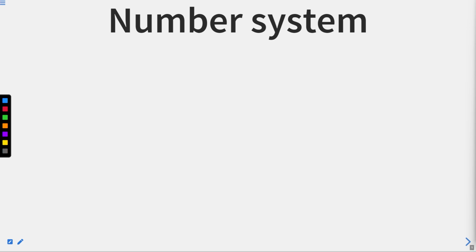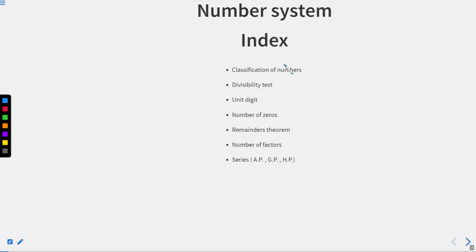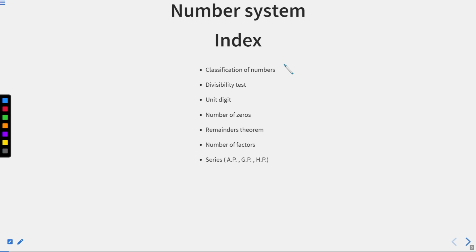And let us first have a look over the contents of this chapter. So, first of all, we are going to start with classification of numbers. Next, we will move on to divisibility test, and next we have unit digit, number of zeros, remainder theorem, number of factors, and at last we have series: AP, GP, and harmonic progression, that is, arithmetic progression, geometric progression, and harmonic progression.